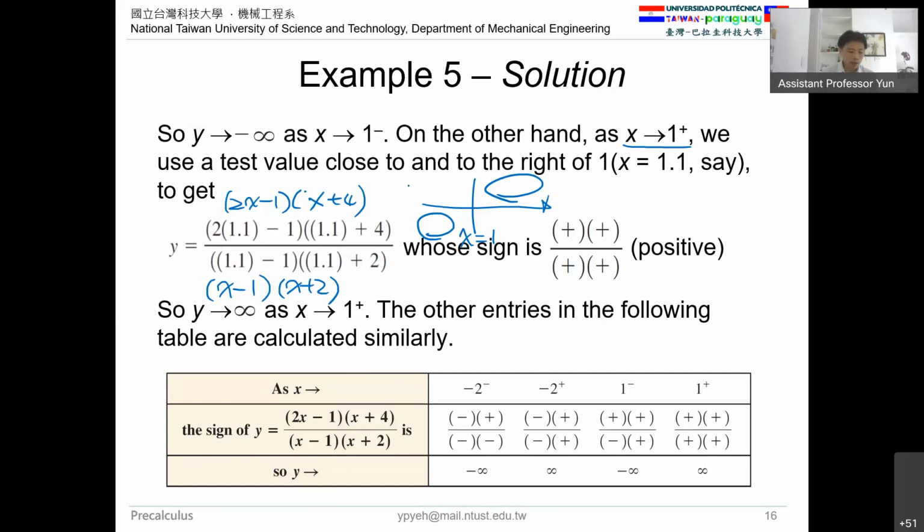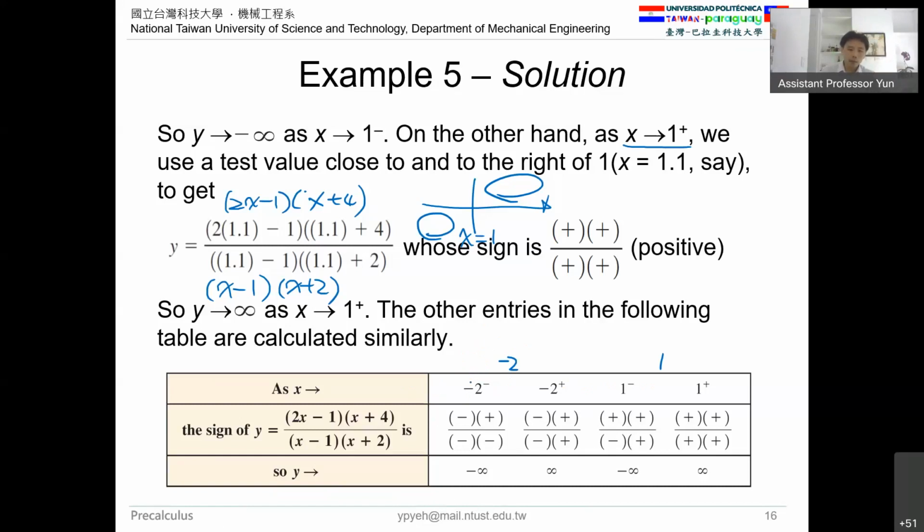Okay, so these are some examples of how we find the end behavior. In this function or in these questions, there are 4 points that need to be considered, since we have 2 vertical asymptotes, right? The asymptotes will be at x equal to 1 and x equal to -2. So then we find what happens to the function when x approaches these regions.